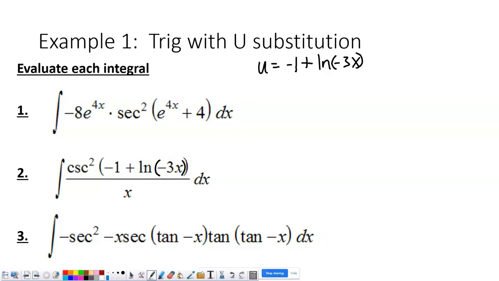Okay, so let's go ahead and find du/dx. So I would encourage you guys to go ahead and try to find the derivative of this on your own. Go ahead and try it. What would you get? If you need to pause the video, go ahead. But if you were to take the derivative, the -1 goes away because it's a constant. When you take the derivative of an ln, it's 1 over whatever's on the inside times the derivative of the inside. So the -3's cancel, and what I'm left with is 1 over x.